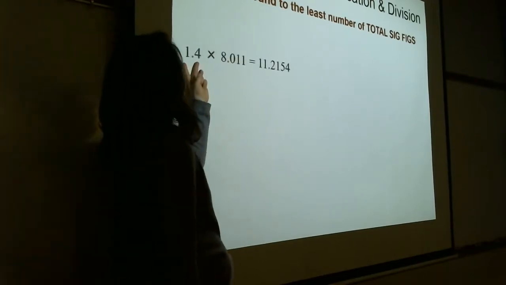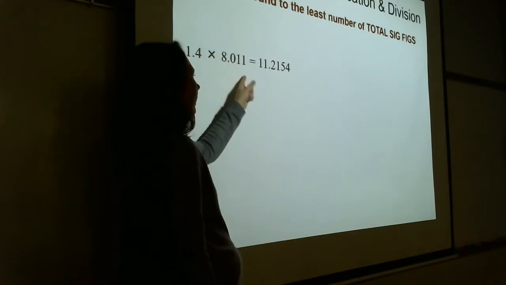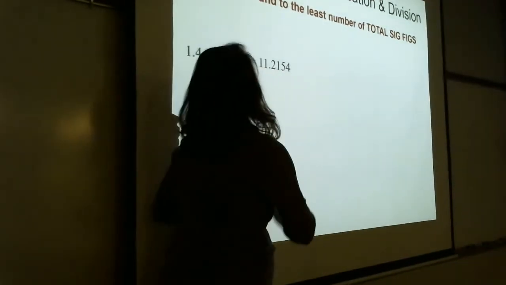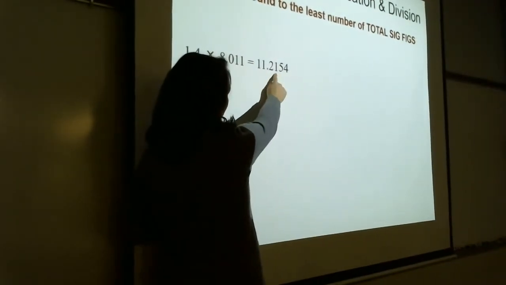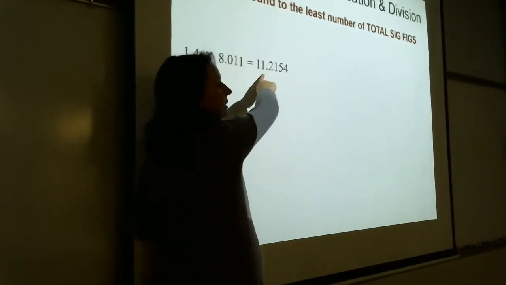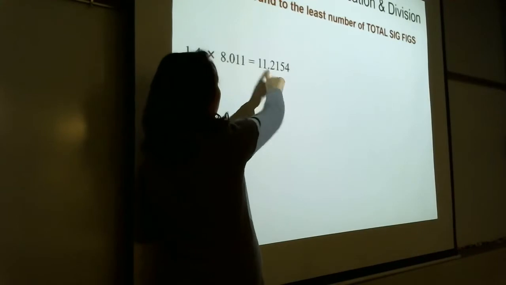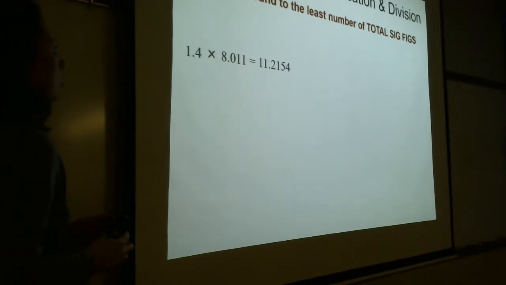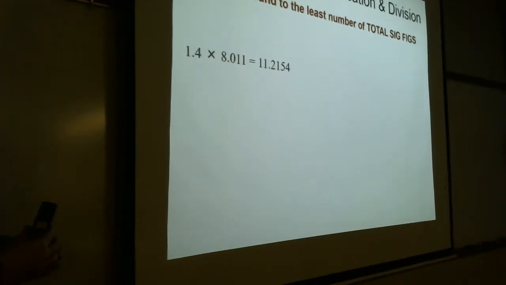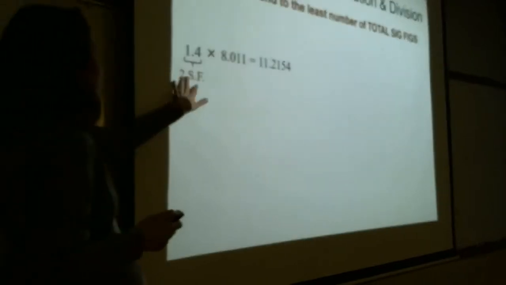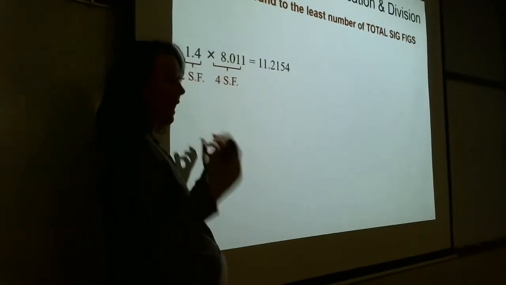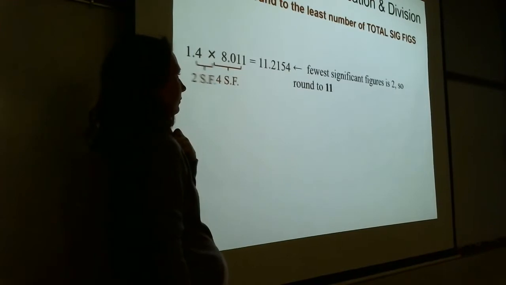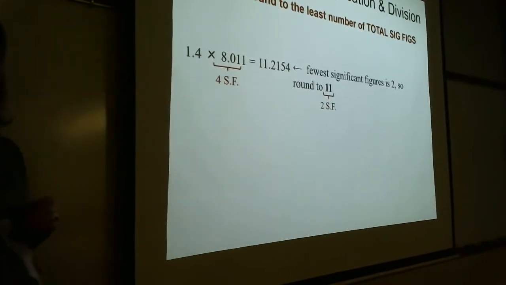So if I've got 1.4 times 8.011, I punch that into my calculator. Depending on the calculator you have, it might even have more decimal places than that. Well, I can't keep all these numbers, because this value is more accurate than the numbers that were used to make it, and I can't have an answer that's more accurate than the original numbers. So what would I round my answer to? Anyone want to try a guess? 11, right. Because this has two sig figs, this has four. I'm only as accurate as my worst measurement. So my final answer is 11, two sig figs. Does that make sense?